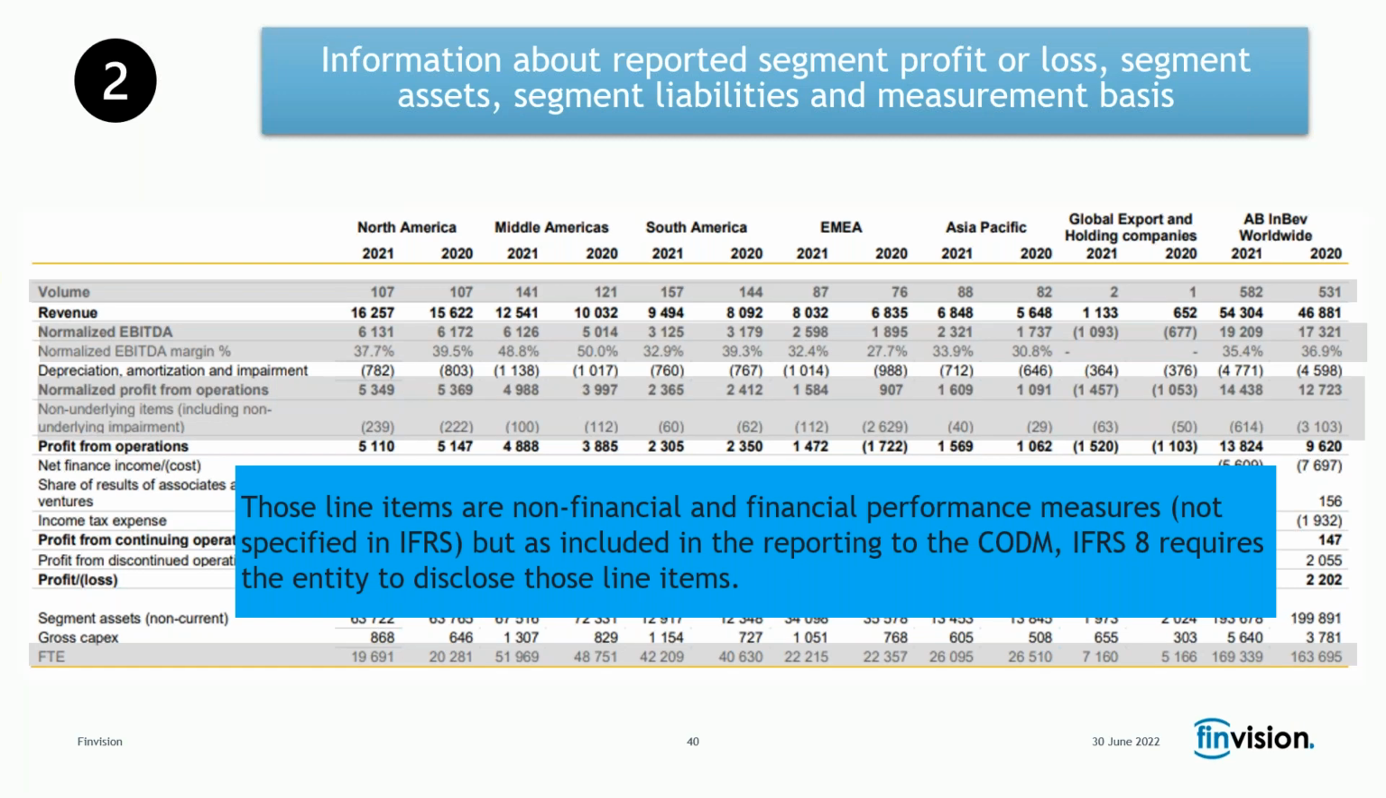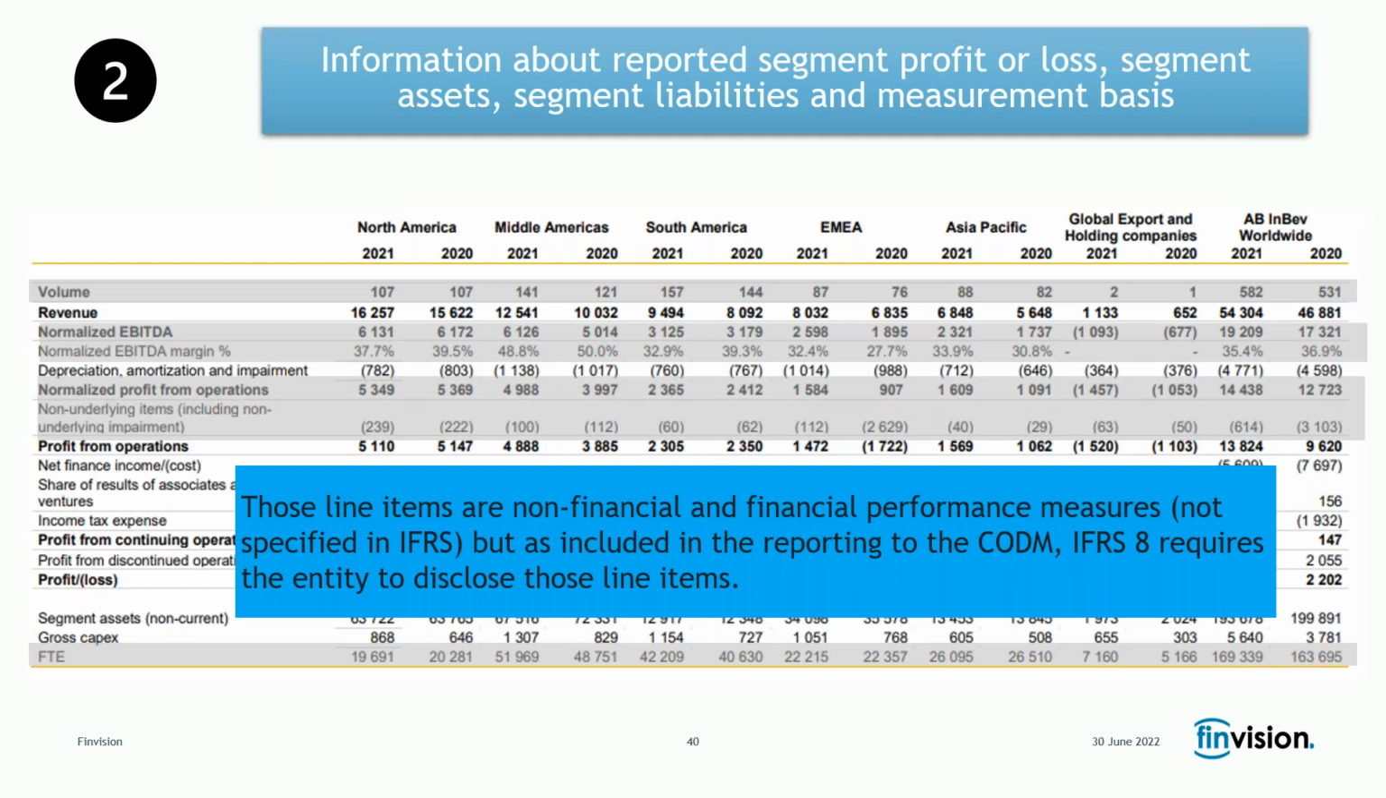That's what I already explained. So the line items that you see are non-financial and financial performance measures, which are not derived directly from IFRS. But they are included again in the management reporting, so you need to also include them in your operating segment disclosure. Important here is always that if this is the case, because it's a non-financial or financial non-IFRS basis performance measure, you need to explain it.